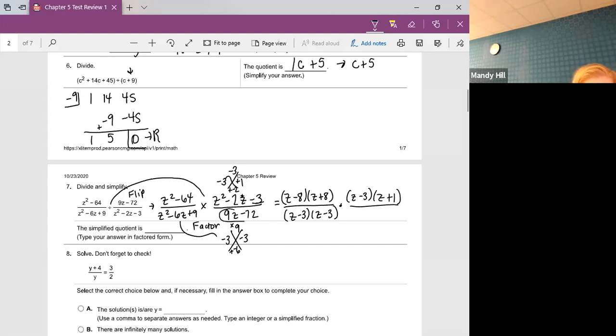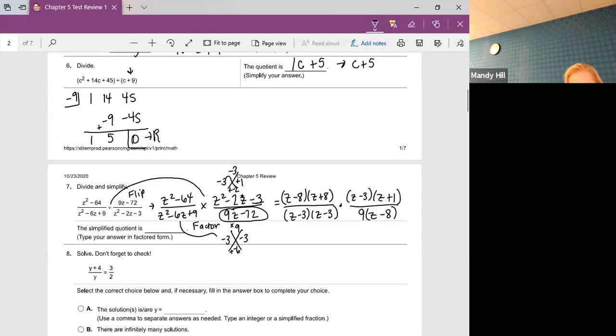On the bottom here, it looks like I can pull a 9 out of both of those. If I take a 9 out of 9z, I just have z. If I take a 9 out of negative 72, well, negative 72 divided by 9 would be negative 8.